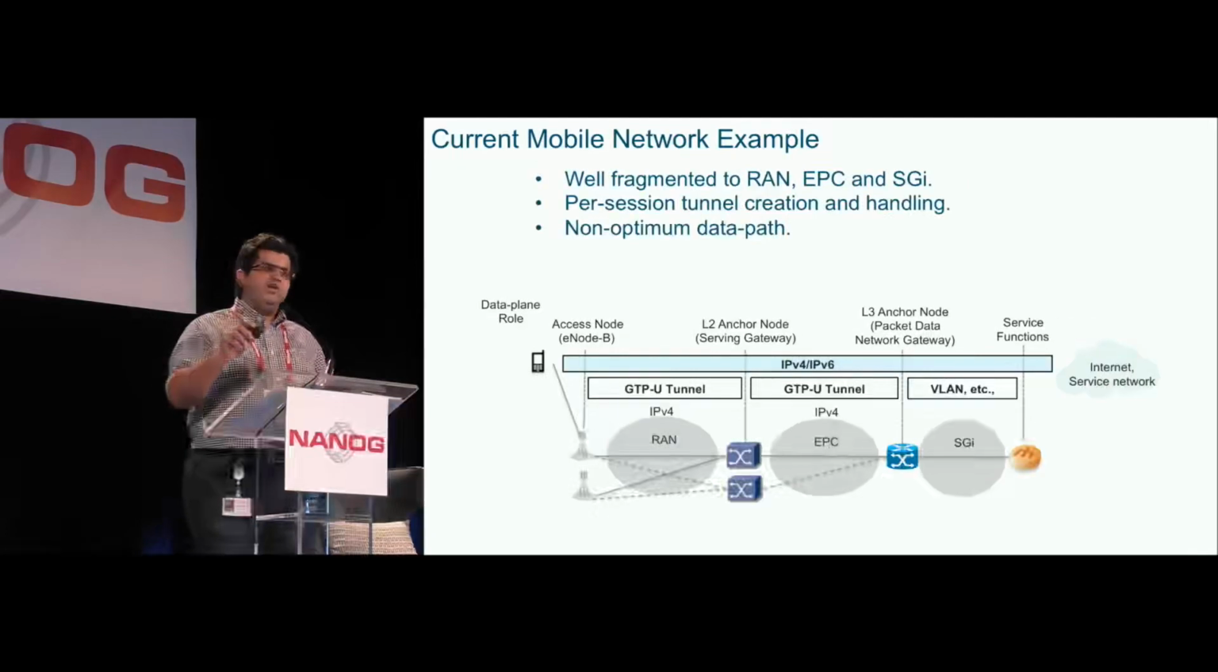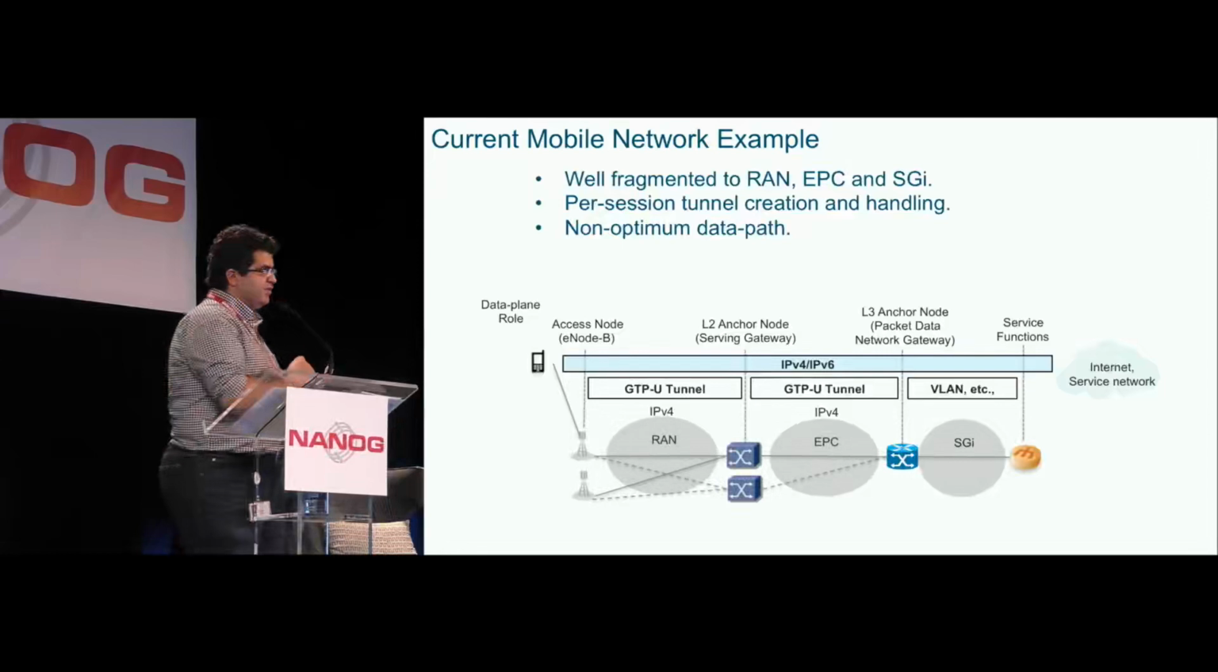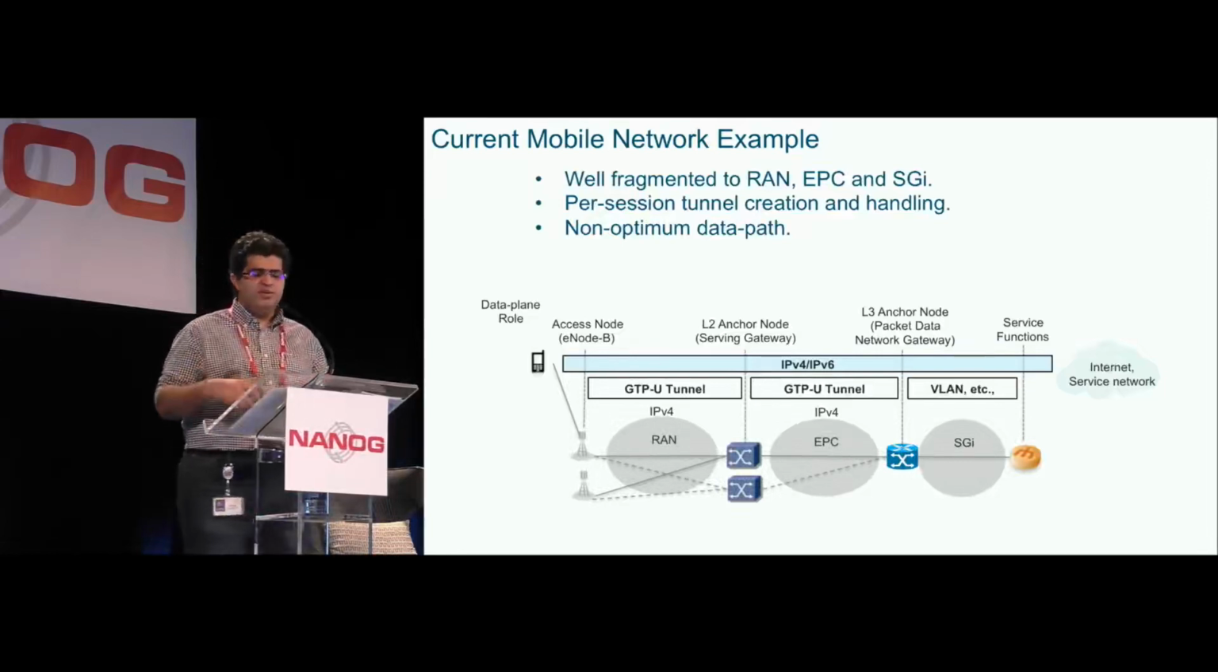All right, so I'll quickly run through the significance of segment routing in the mobile network, but there is a lot more detail which we have mentioned in the draft, so please feel free to look into that as well. And if you have specific requirements, you can talk to me. In this particular case, this is a classical mobile network. It's completely fragmented. You have a RAN network, you have EPC, and you have an SGi network with the N2 anchor point and L3 anchor point. And we are doing the GTP-U tunnel encapsulation.